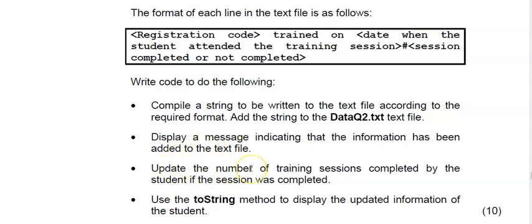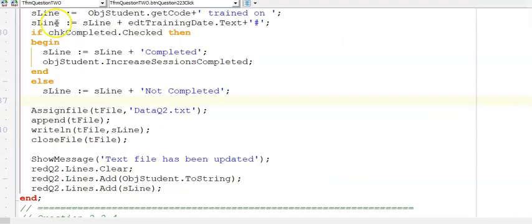We also need to update the session if it is completed by using our methods from our class and also display a true string. I will always use the methods from my class wherever possible. So here I'm using getCode and then trained on, and this is my string that I'll be writing to my text file. I will then add to that the training date that the user entered in the text box with the hash at the end.